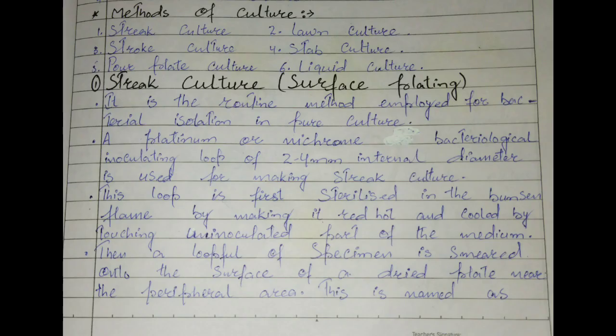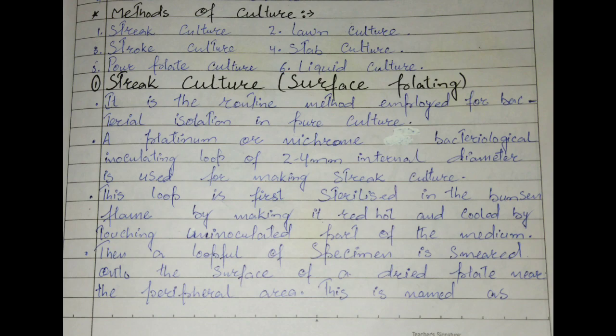Methods of culture: streak culture, lawn culture, stab culture, pure plate culture, liquid culture. अब स्ट्रीक कल्चर देखेंगे, सरफेस प्लेटिंग. It is the routine method employed for bacterial isolation in pure culture. A platinum or nichrome bacterial inoculating loop of 2 to 4 mm internal diameter is used for making streak culture.